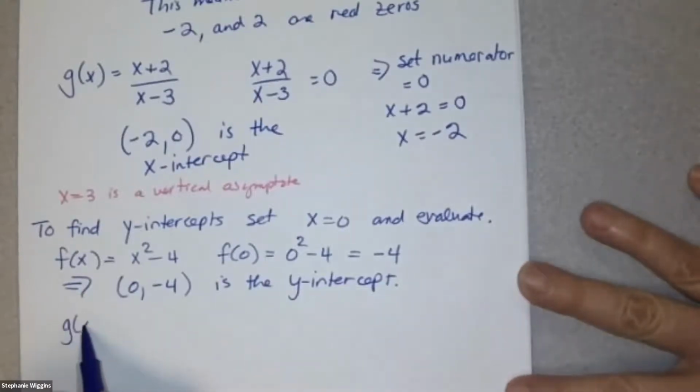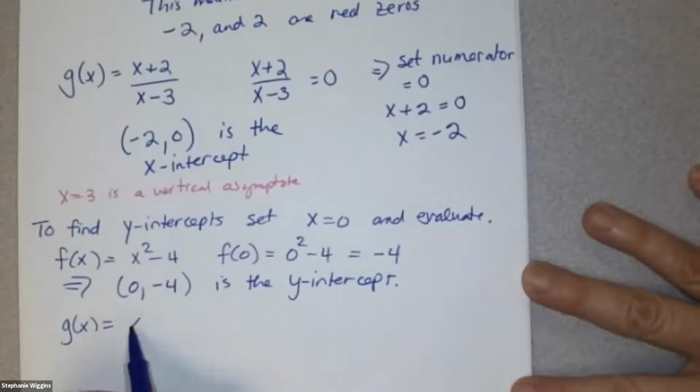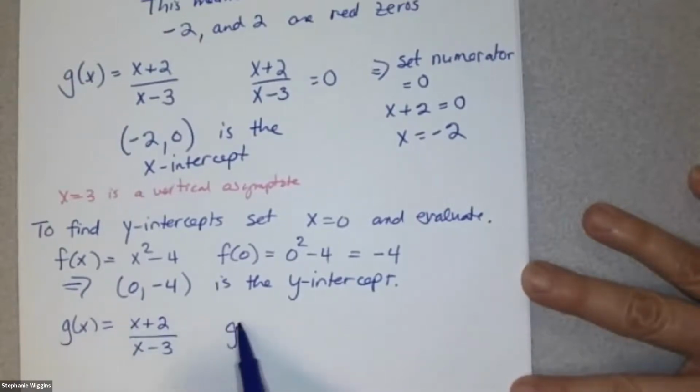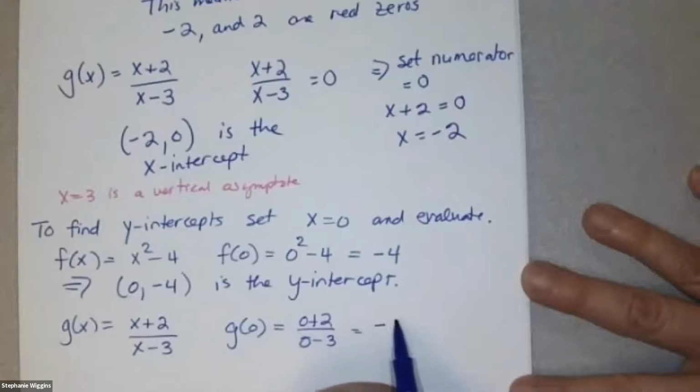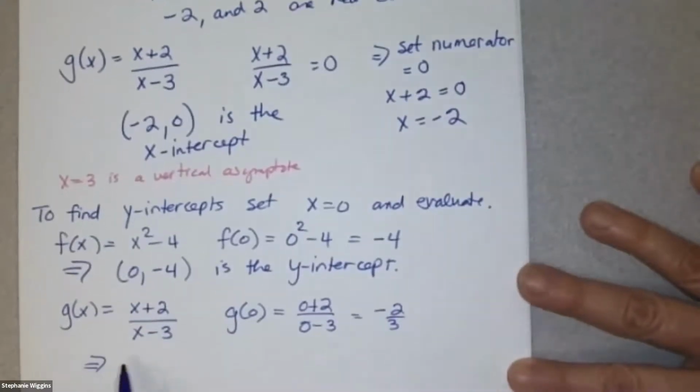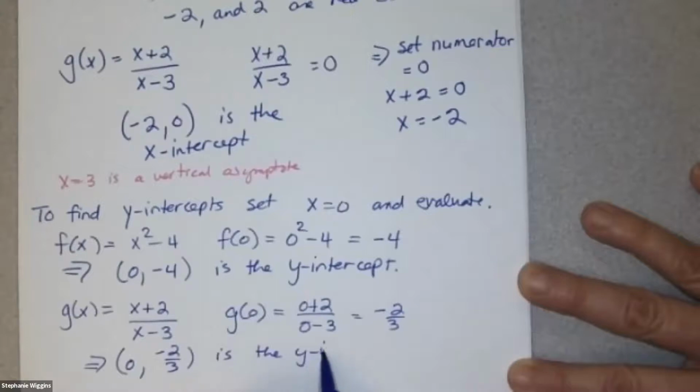So for example, if g of x is (x plus 2) over (x minus 3), g of 0 equals (0 plus 2) over (0 minus 3), which is -2/3, which means that (0, -2/3) is the y-intercept.